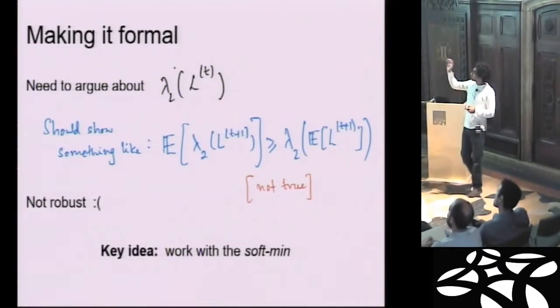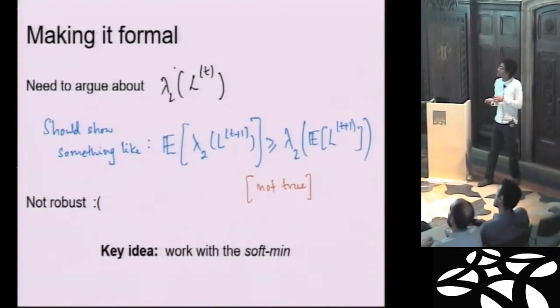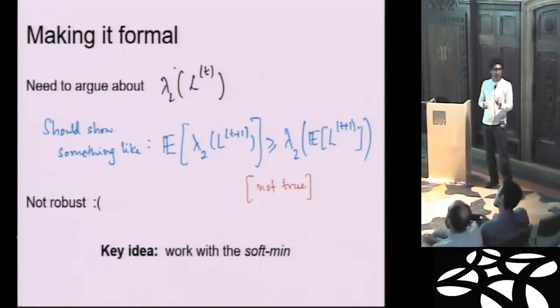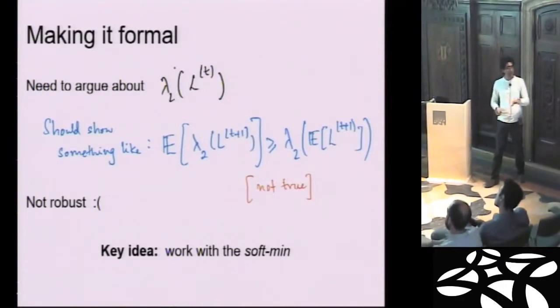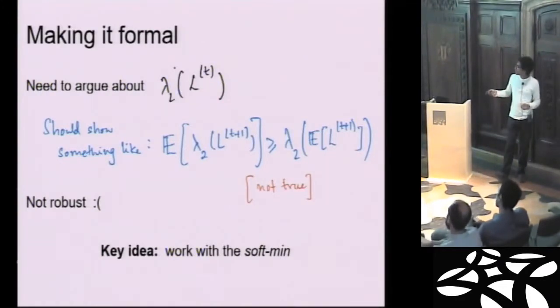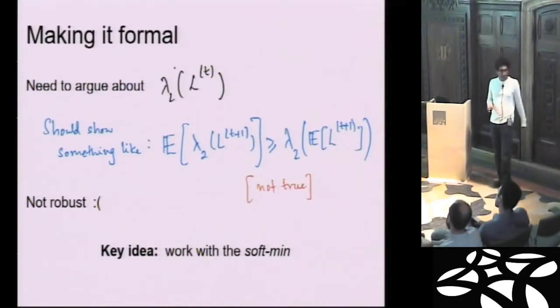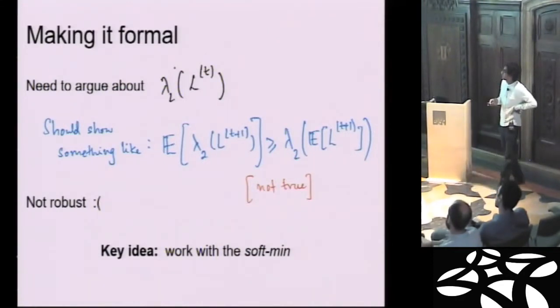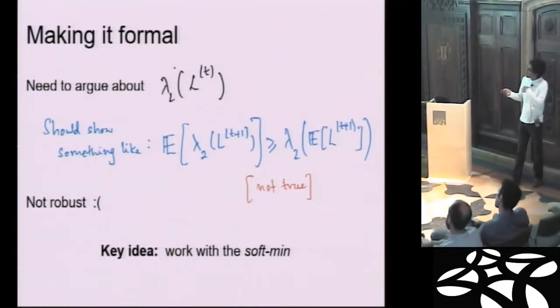So it turns out that the main reason this argument doesn't work is that arguing about lambda 2 doesn't work, because lambda 2 is a very non-robust quantity. If you change the graph a little bit, you can significantly increase, or what's even worse, decrease the lambda 2. That turns out to be the main issue.